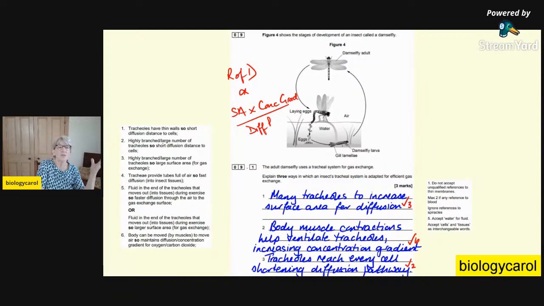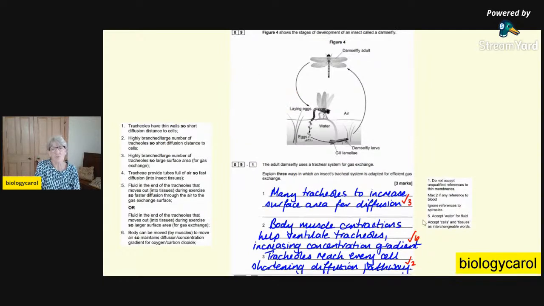mark 0.2, here it says highly branched or a large number of tracheoles, so short diffusion distance. I'm really pretty sure tracheoles reaching every cell absolutely inherently implies a large number. So I genuinely believe, if I was an examiner, I would absolutely want to give this mark because I believe it's saying the same thing. I have examined for AQA. But not every judgment that examiners have to make is in these examiner's notes. It's worth pointing that out.